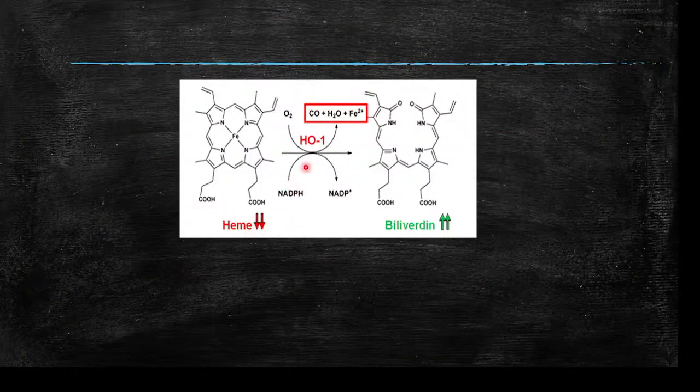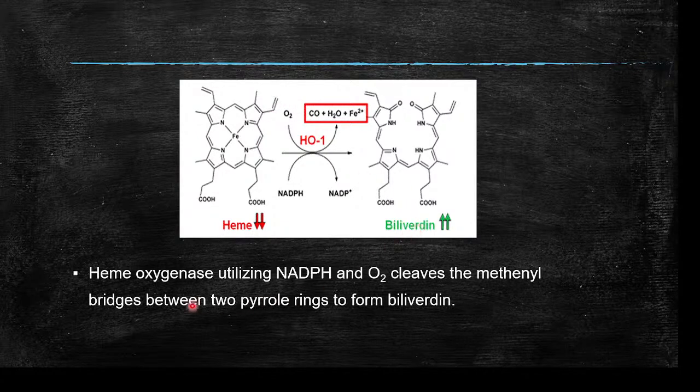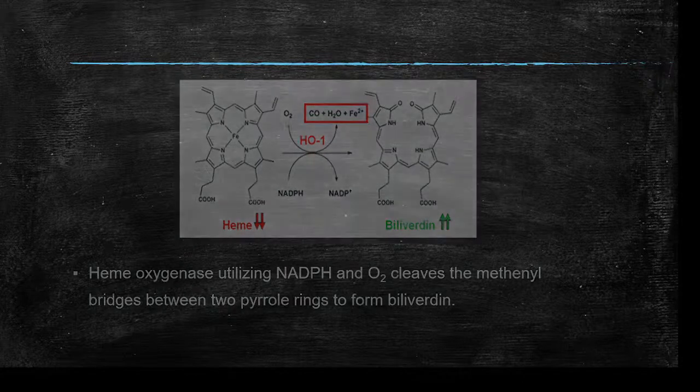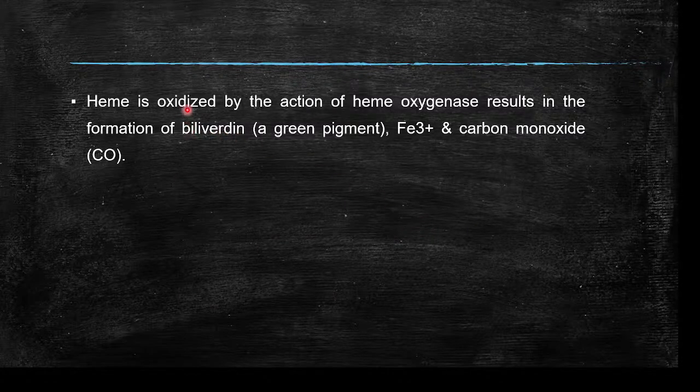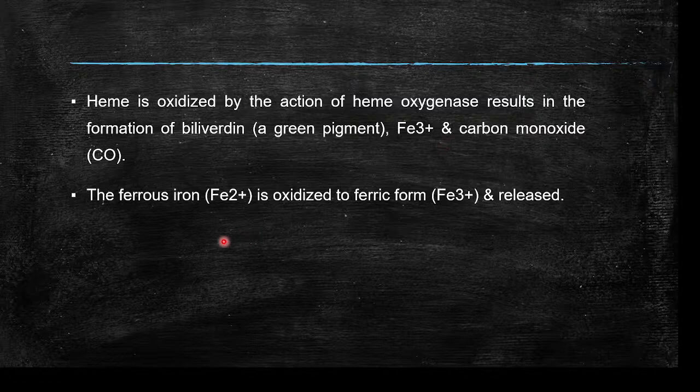So here heme, by the action of heme oxygenase 1, is converted to biliverdin. Heme oxygenase, utilizing NADPH and oxygen, cleaves the methenyl bridges between two pyrrole rings. So here it will break the methenyl bridge, and this converts heme to biliverdin. So heme is oxidized by the action of heme oxygenase and results in the formation of biliverdin, ferric iron and carbon monoxide. Here the ferrous iron is oxidized to the ferric form.